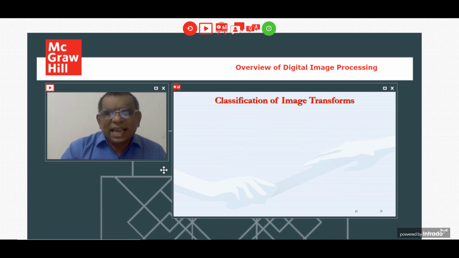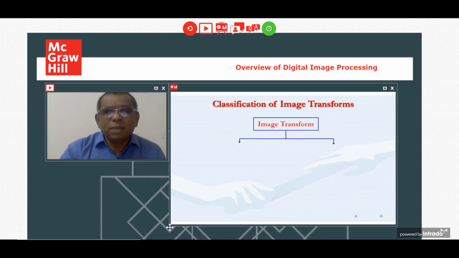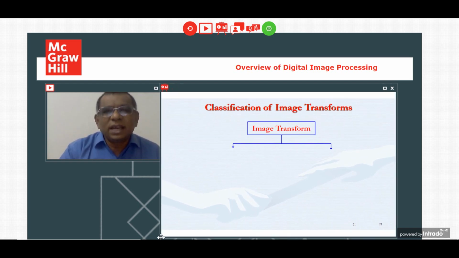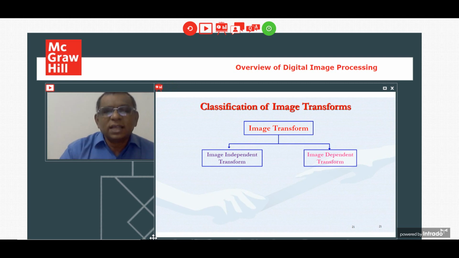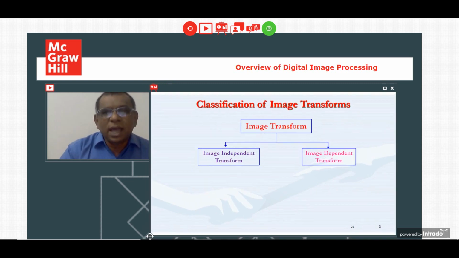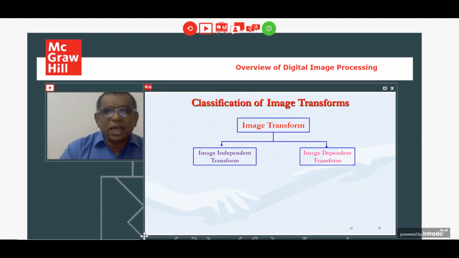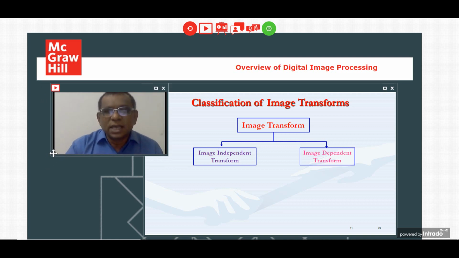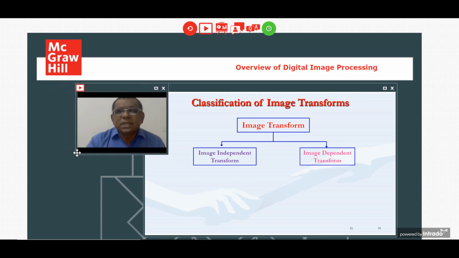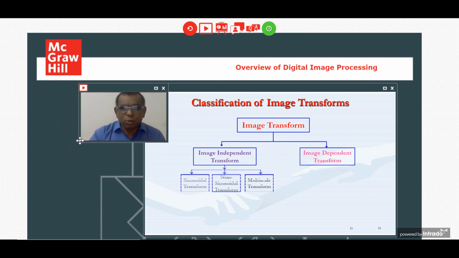Next, classification. On what basis can we classify image transforms into different categories? If we take image transforms, broadly we can classify them into two categories: image independent transform and image dependent transform. Image independent means the transform basis function is independent of the statistics of the input data. Image dependent transform means the basis function depends on the statistics of the input data.